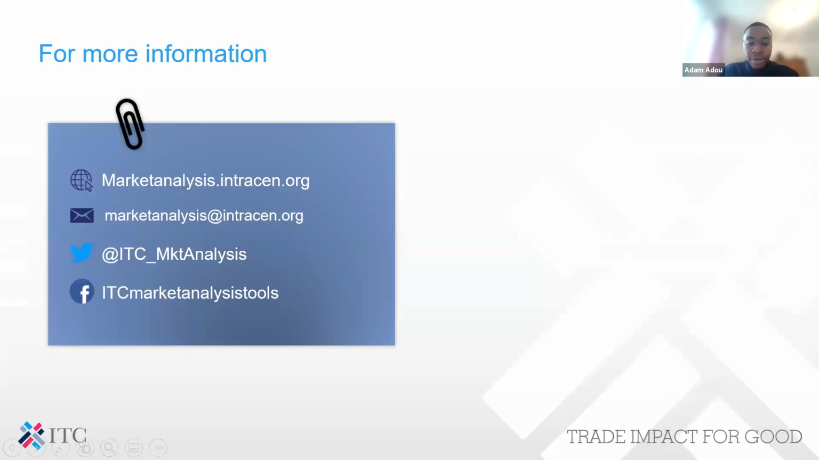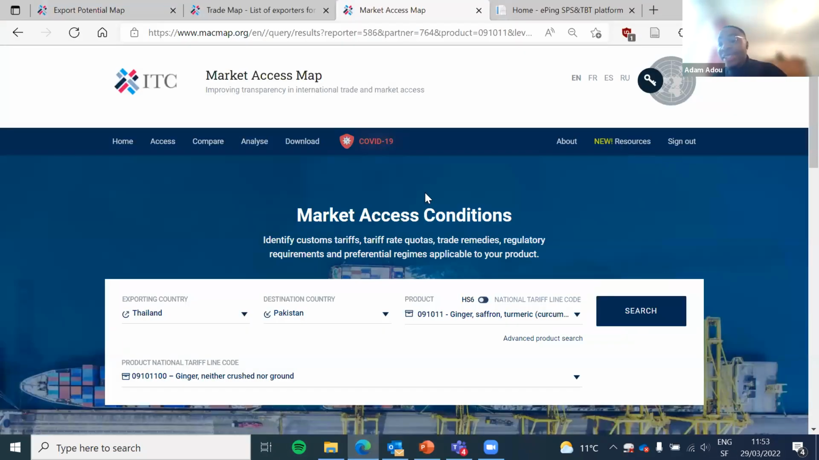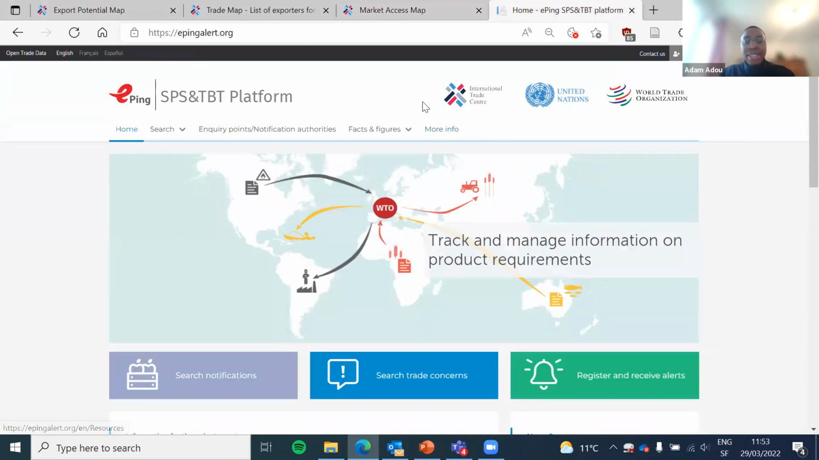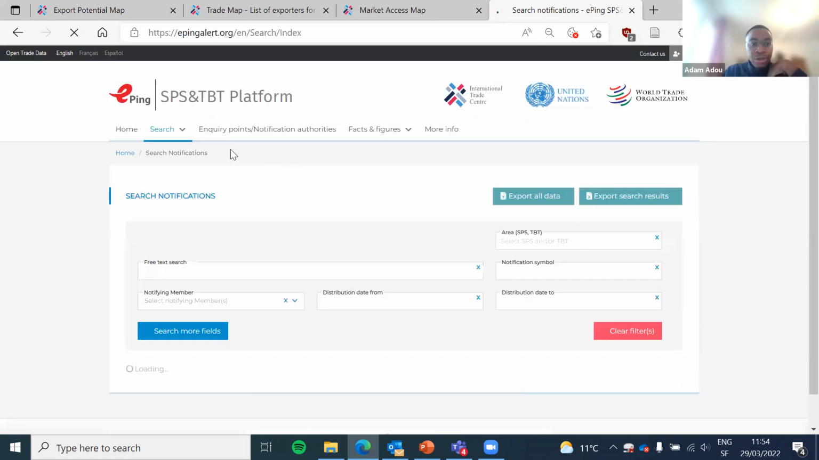Let me now start the demo of ePing. The timing is perfect because since yesterday, ePing has changed a little bit the face of the website, the display of the website. It's a little bit different than it was before. So as you can see, let me show you a little bit the features of ePing. If I want to know the new notifications regarding ginger in general, and I'm an exporter from Thailand, I want to know the notifications concerning my product. I will go to search notification.